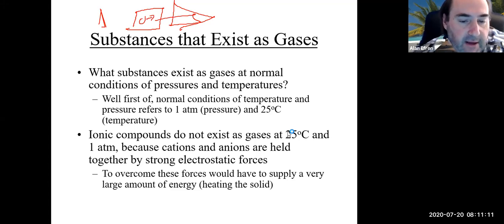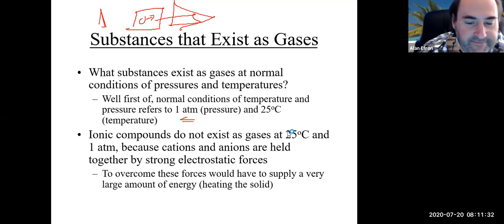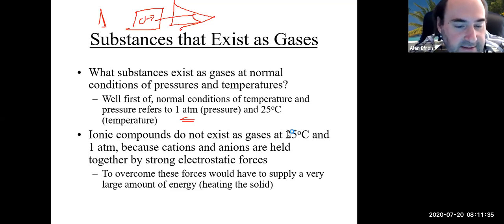So when we talk about gases and conditions that are normal, everyday conditions, usually we talk about pressures that are one atmosphere. An ATM is a unit of pressure, which is known as an atmosphere. And 25 degrees Celsius is normal temperature that we usually think about things. So not standard conditions, that's not the right word here, but kind of normal everyday conditions: 25 degrees Celsius, one atmosphere for the pressure.